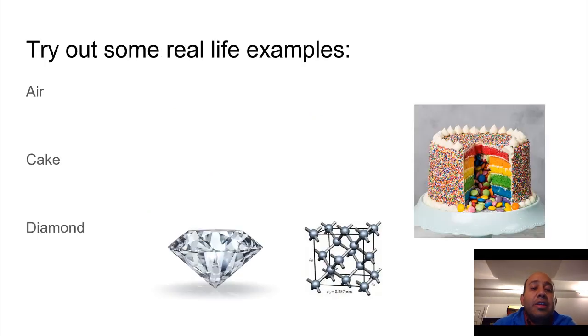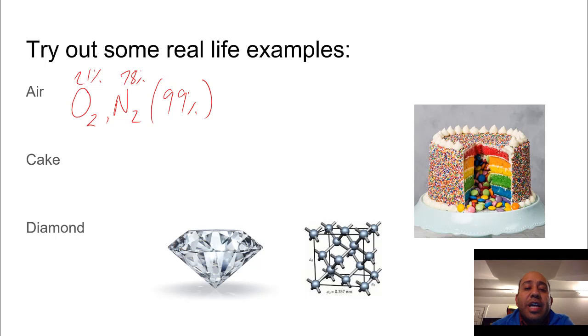Okay, so let's see if you can try out some real-life examples. Air, cake, and diamond. So let's try out air first. As we know, air is oxygen, nitrogen mostly, right? That's 99% of the air is both oxygen, 21%, and nitrogen, 78%. So then we know it has to be a mixture.